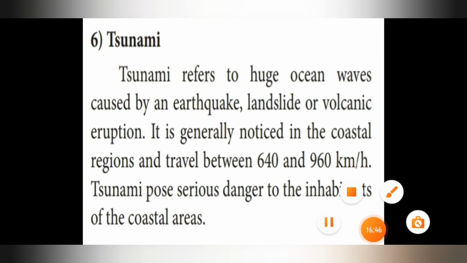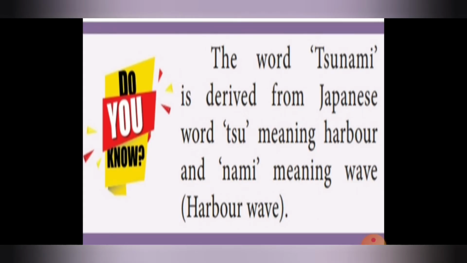Next one is tsunami. Tsunami refers to huge ocean waves caused by an earthquake, landslide, or volcanic eruption. It is generally noticed in the coastal regions and travels between 640 and 960 km per hour. Tsunami poses serious danger to the inhabitants of the coastal areas. The word tsunami is derived from the Japanese words tsu, meaning harbor, and nami, meaning wave.